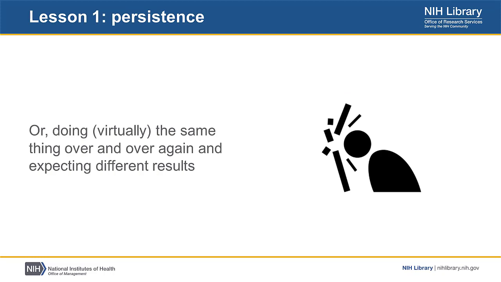So, which leads me to my lessons learned. I have three of them. The first of them is persistence: doing basically the same thing over and over and over again and expecting different results. This harkens back to those error messages that I always kept getting.